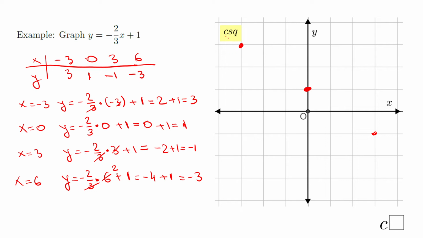So now let me see if I can connect these 3 points. They all should be on a line, which I hope I can draw. There you go. And this is the graph. This is the graph of y equal negative 2 over 3x plus 1.